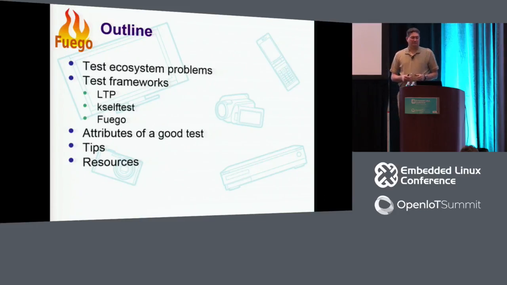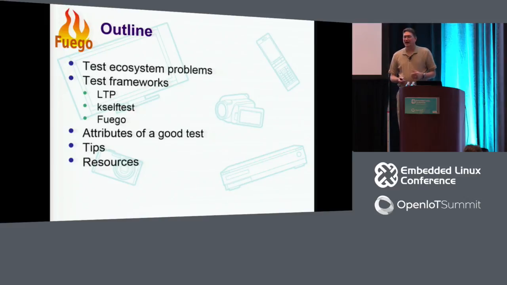So here's a basic outline of what I want to talk about today. I think that there are some problems in terms of the test ecosystem, open source ecosystem around testing. I'm going to talk specifically about three different test frameworks. There are lots of different test frameworks, but I chose these three. The heart of the talk is the last half, where I'm going to talk about what I consider to be attributes of a good test. As the maintainer of a test framework, I see lots of tests, and some are really easy to deal with, and some are not so easy to deal with.